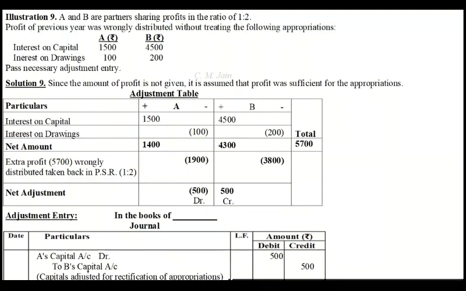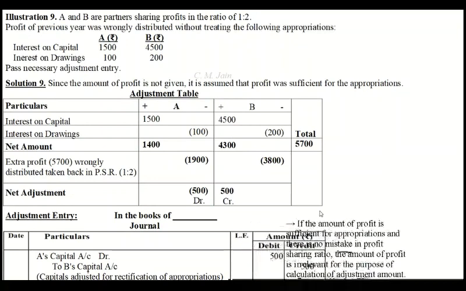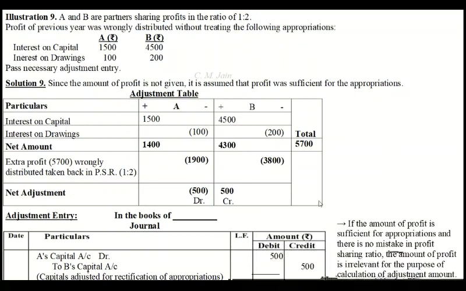Is it clear? Now write down this important note. If the amount of profit is sufficient for appropriations, as we had assumed in this case because the amount of profit was not given, or even if the amount of profit is given and it is sufficient for appropriations, or the amount of profit is not given and we assume it to be sufficient.